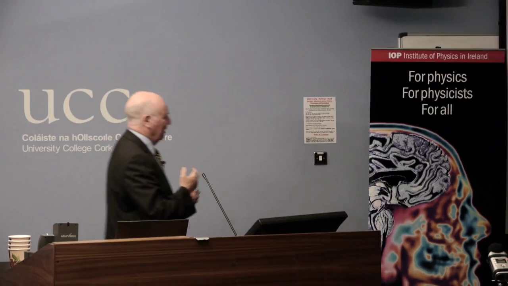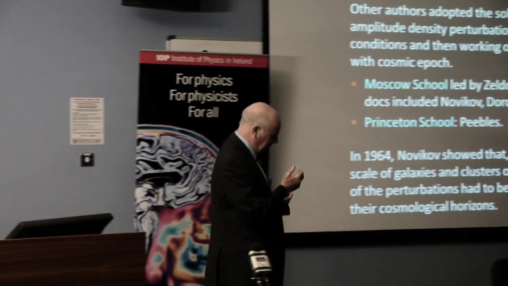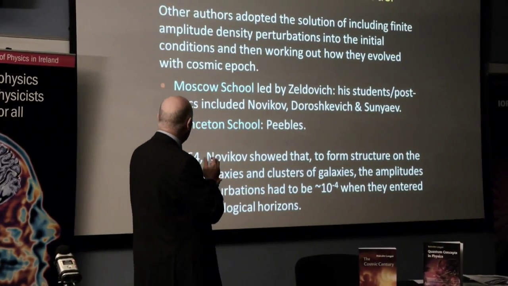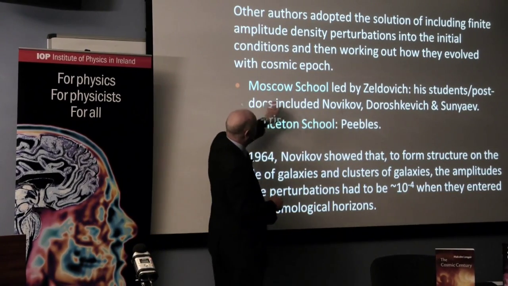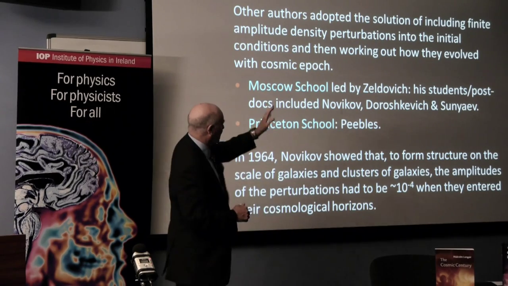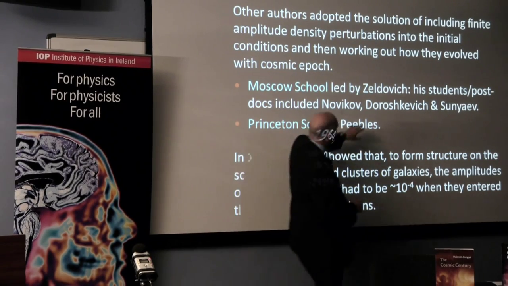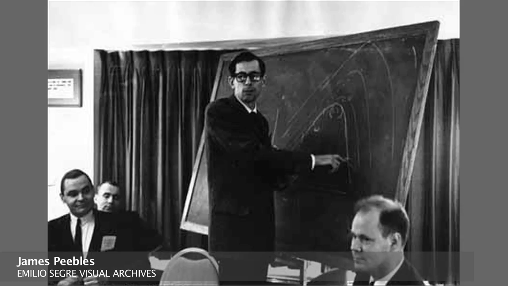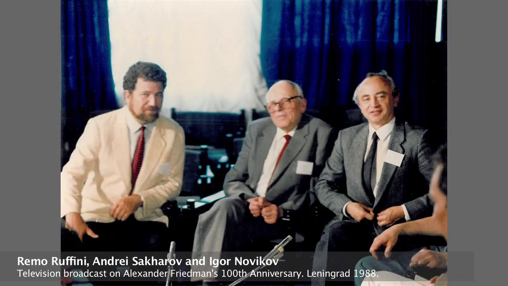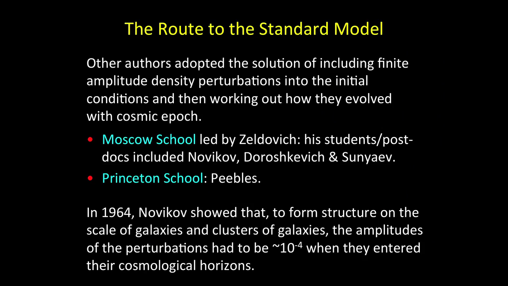Now, I'm going to skip over lots of the details. After the microwave background was discovered, there was a huge upsurge of interest in developing these models. The Moscow School with Zeldovich and his students, Novikov, Doroshkevich, Sunyaev. I was very fortunate to spend a year in Moscow at exactly the right time working with these guys in understanding the cosmological models. And then the Princeton School was being led by Jim Peebles. So they showed very early, in particular Igor Novikov, that perturbations had to be of the order of one part in 10,000 to make sure that you would make galaxies.